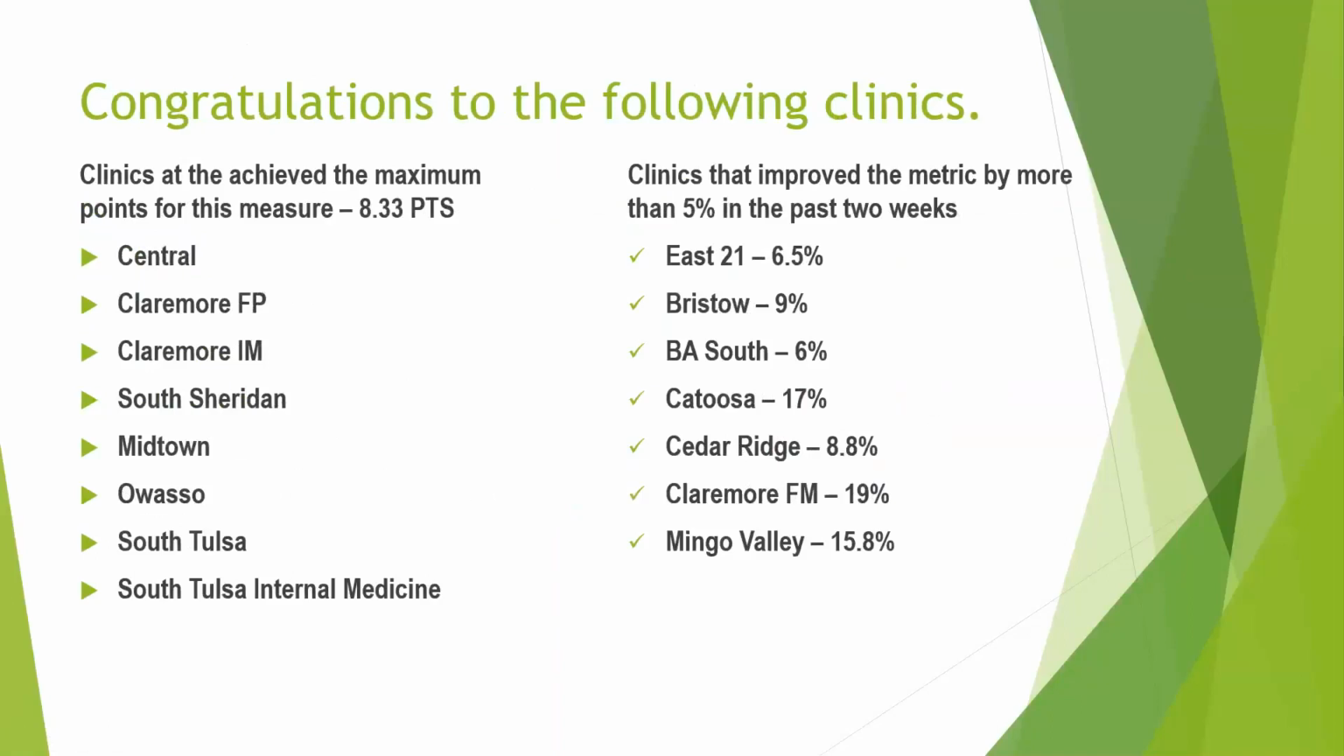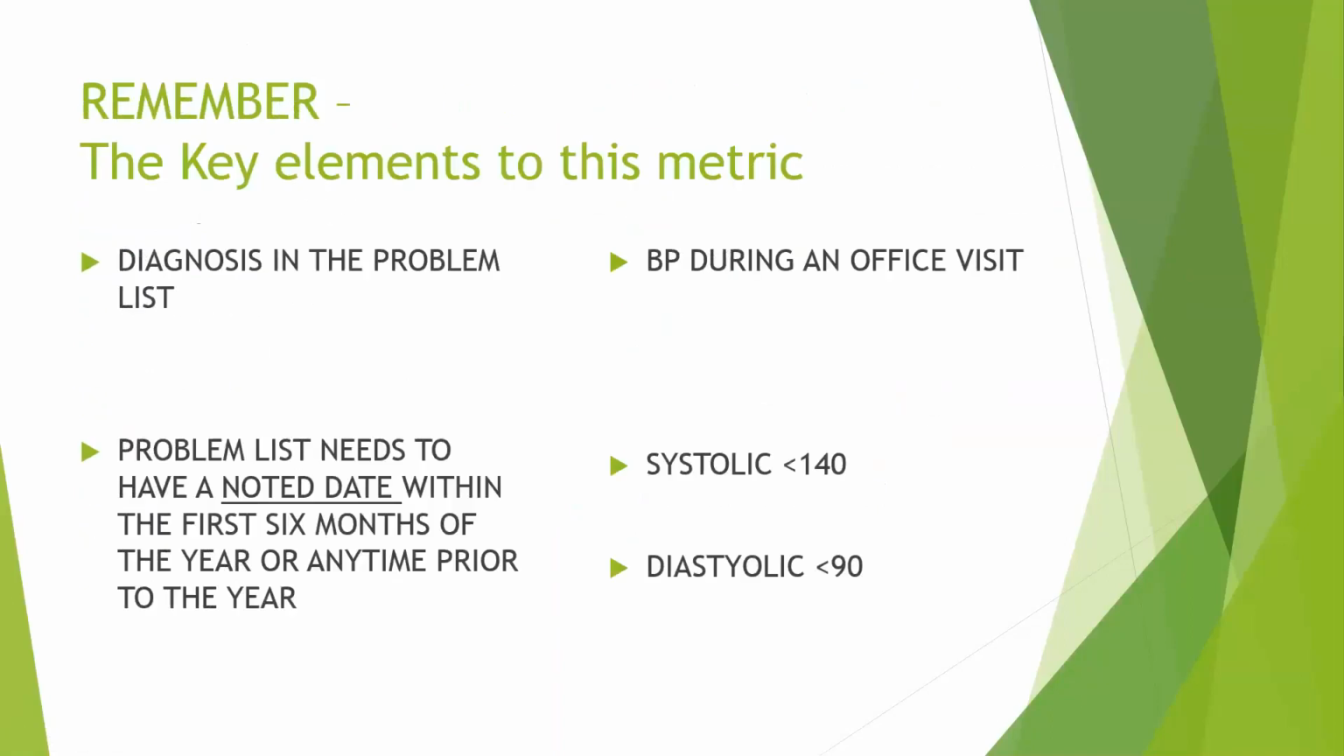Finally, just to review, remember the key elements to this metric: a diagnosis of hypertension in the problem list. The problem list needs to have a date associated with that diagnosis. It can be in the detail of the problem list, and it needs to be within the first 6 months of the year to be counted in this metric, or any time prior to the year. The blood pressure is counted when it's recorded during an office visit, and it meets the metric when that diastolic and systolic is less than 140/90.